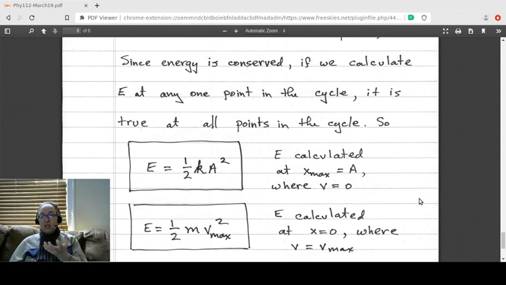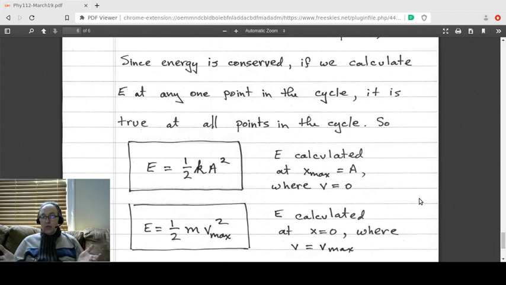So all the energy is potential at the endpoints. All the energy is in the potential energy, and the potential energy at the endpoint is 1/2 ka squared because x is equal to a at one of the endpoints. And whatever that energy is, it's the same energy everywhere.